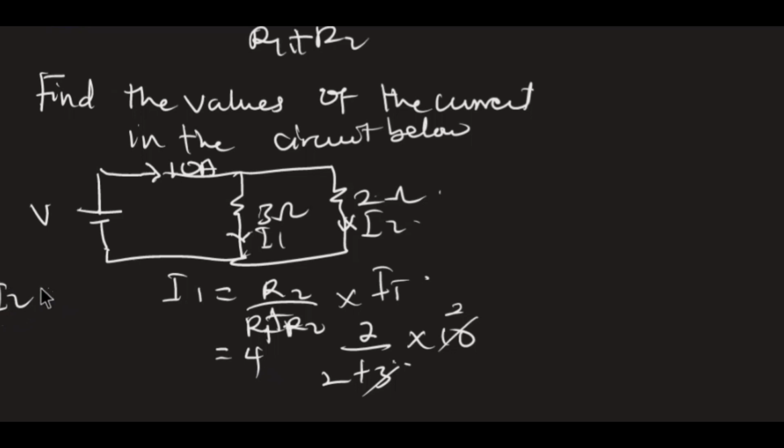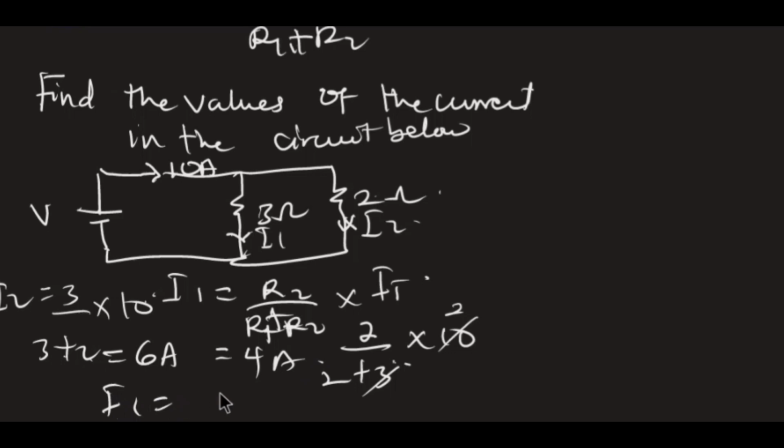My I2 is similarly 3 over 3 plus 2 times 10. 5 will go here 2. I'll get 6 amperes. And I1 is equal to 4 amperes, I2 is equal to 6 amperes.